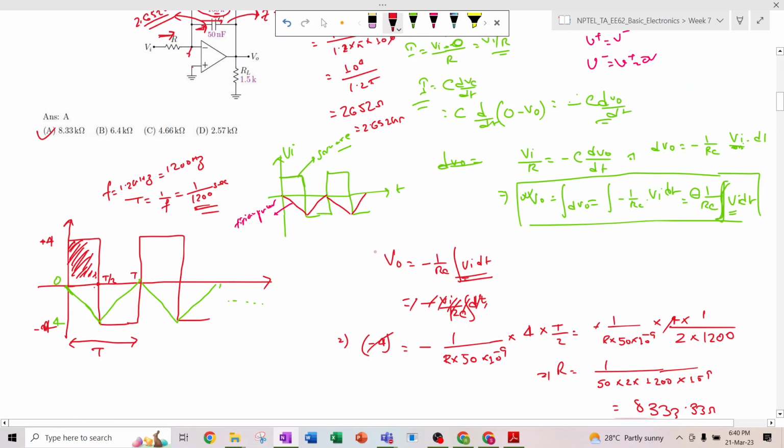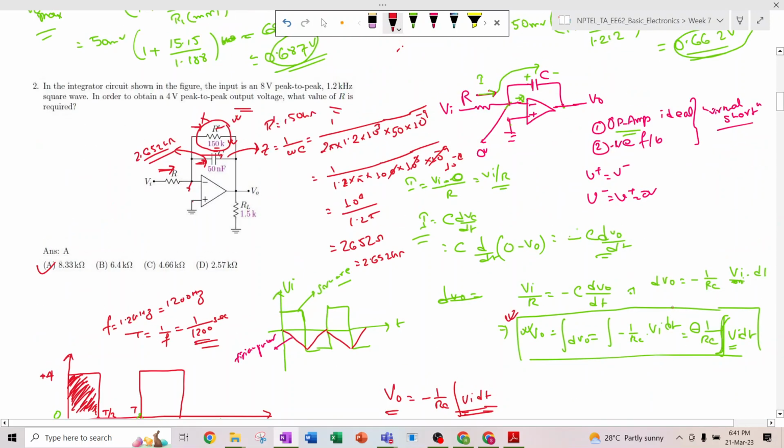I am just repeating once more. The output voltage will be minus 1 by RC times the integration of Vi dt, right? Whatever output we are getting, that is minus 4. So minus 4 is equal to minus 1 divided by R and the value of C, and this integration of Vi dt is nothing but the area under the curve of Vi. We are considering till T by 2, and the value is 4, the input voltage is 4 volt. So by calculating this, we are getting 8.33 kilo ohm, right?